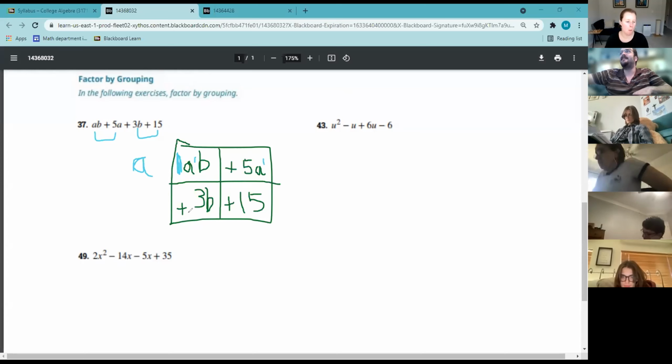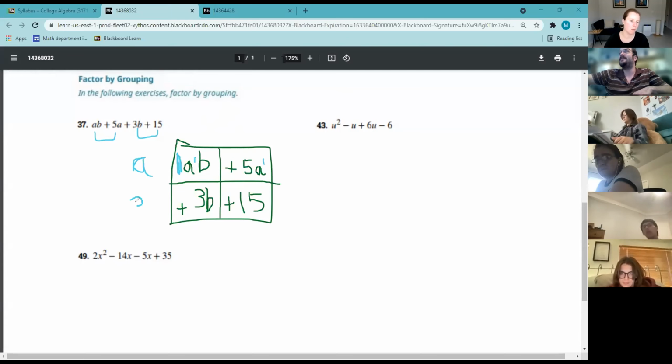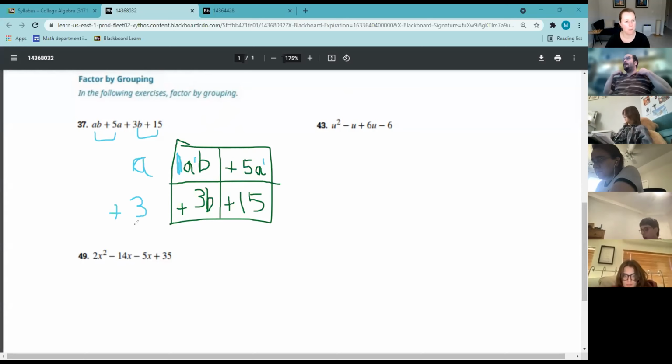And you can kind of attack this in any direction you want. If you start going this way, or you could start going up and down. Either way. But now I'm looking at 3 and 15. Between 3 and 15, how much can I take out? 3. 3 is the most I can take out. This should be a positive 3. Yeah. What about the B? Can I take out a B? No, because there's no B right here. Now I'm looking at the column. That's what it's called. Between 1 and 3.